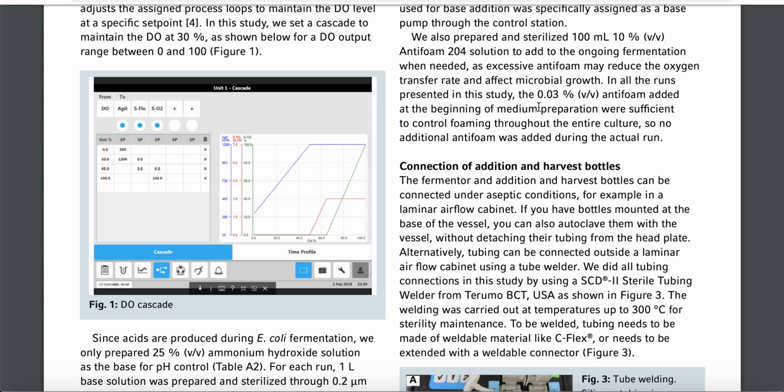In all the runs presented in the study, the 0.3% volume per volume antifoam added at the beginning of medium preparation was sufficient to control foaming throughout the entire culture, so no additional antifoam was added during the actual run.